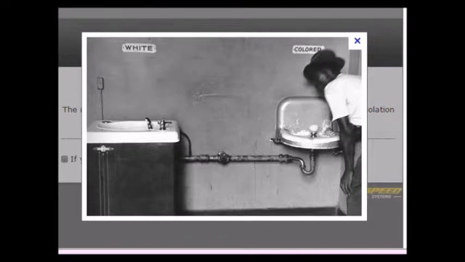As established with the Plessy versus Ferguson case, this is an example of something that was legal. Separate but equal. They both had an equal opportunity to drink from water. However, it's probably not actually equal.